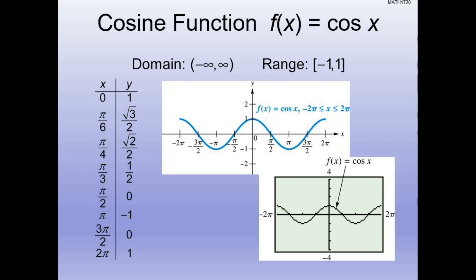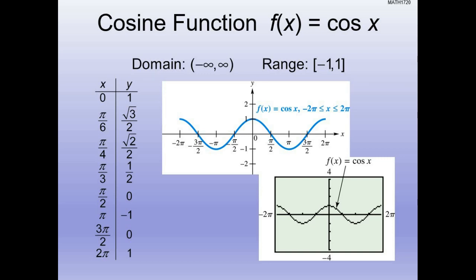Cosine is very similar to sine. Cosine still has a period from 0 to 2 pi, so you can see that. And cosine starts at 1, so notice on the y-axis, the cosine value is at 1. The domain is the same as sine, negative infinity to positive infinity, and they also have the same range. The range on cosine is from negative 1 to 1.